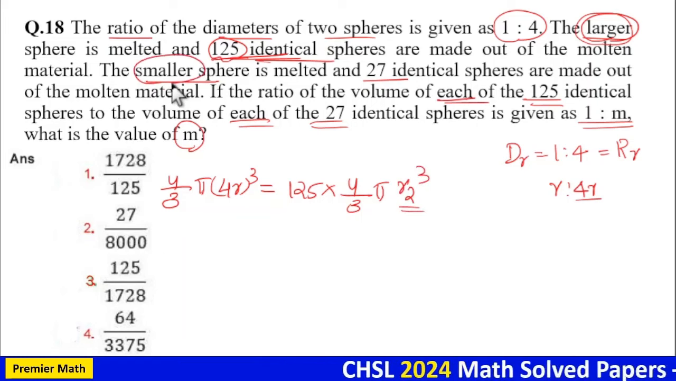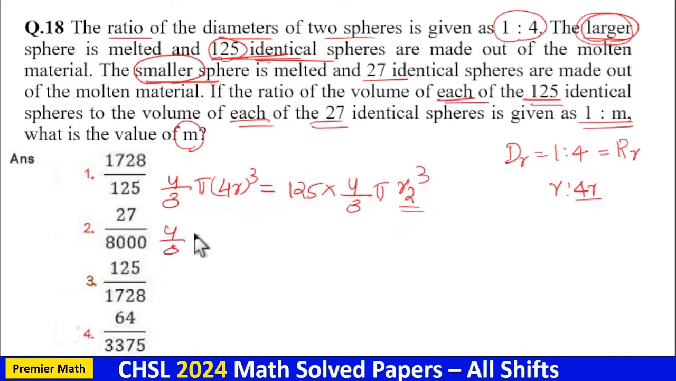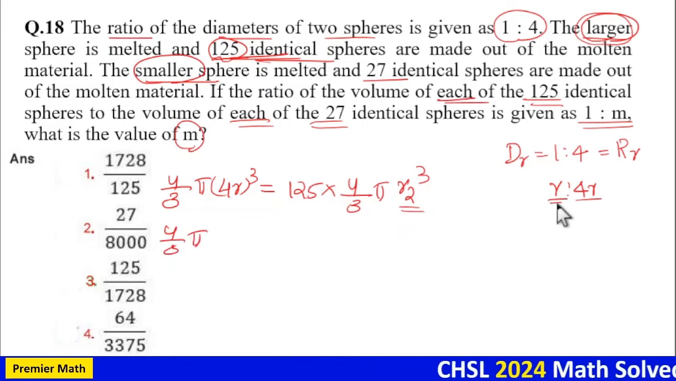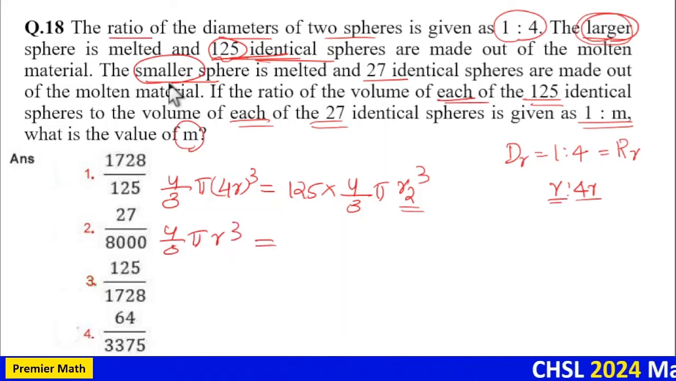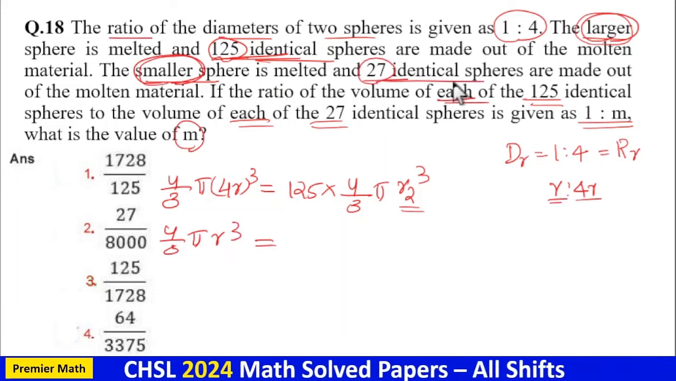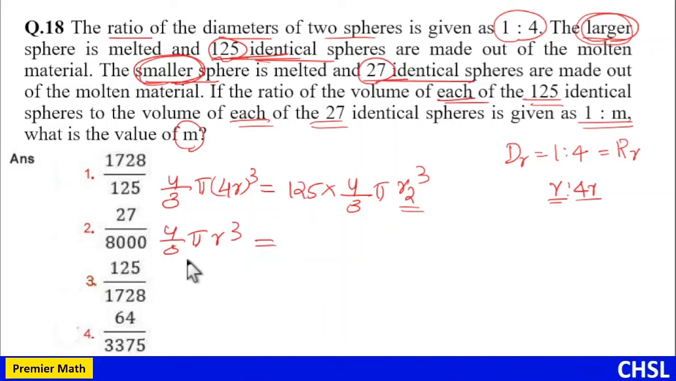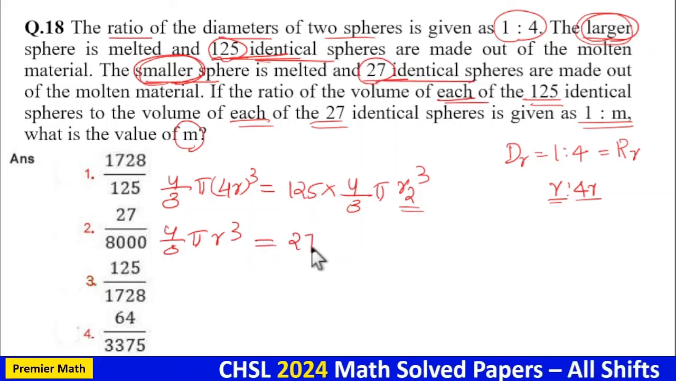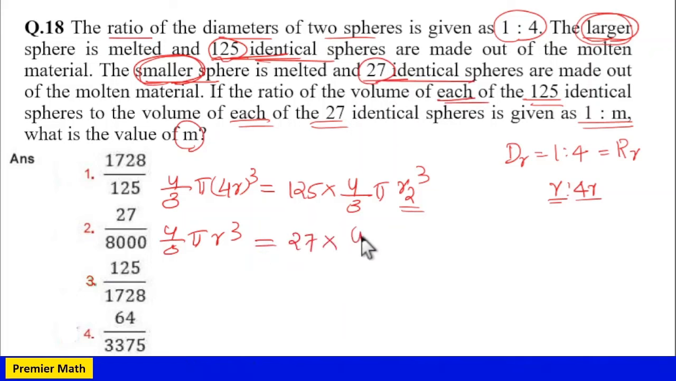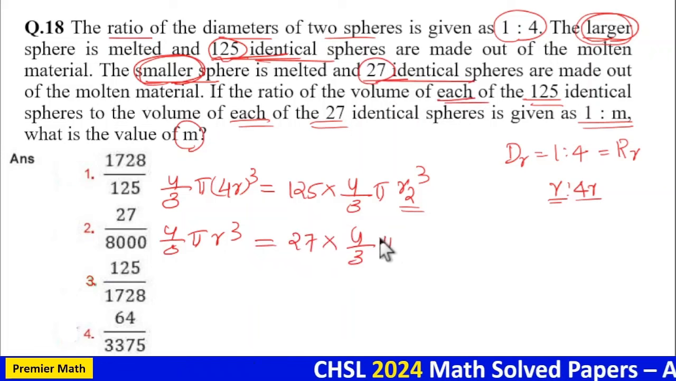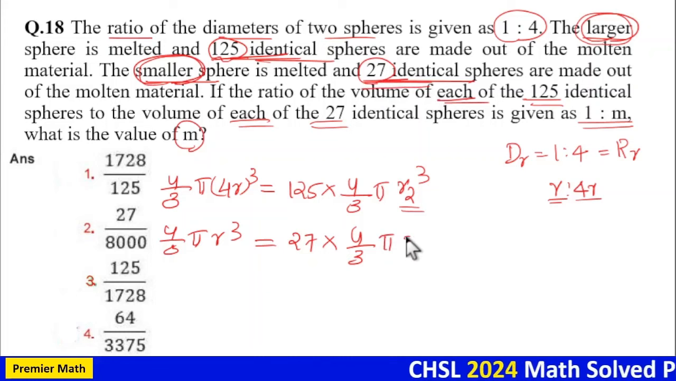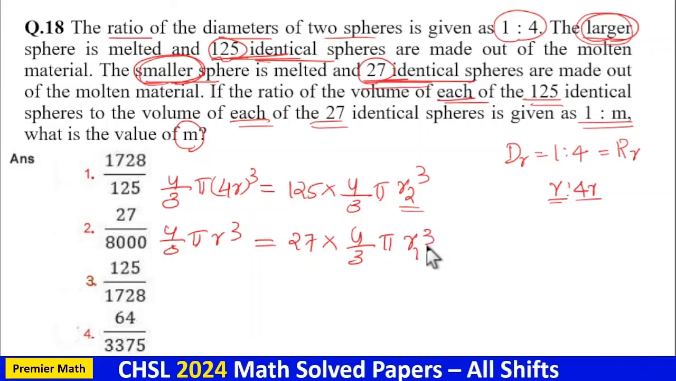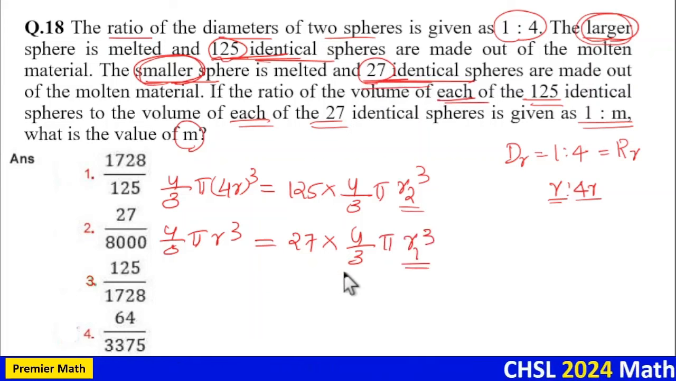In the same way, the volume of the smallest sphere is 4/3 pi R cubed. From this volume of the smallest sphere, 27 identical spheres are made. So the volume of the smallest sphere is equal to the volume of 27 identical spheres, which is 27 into 4/3 pi into R1 cubed, where I take R1 as the radius of each of these 27 identical spheres. Now we can find R1 cubed.